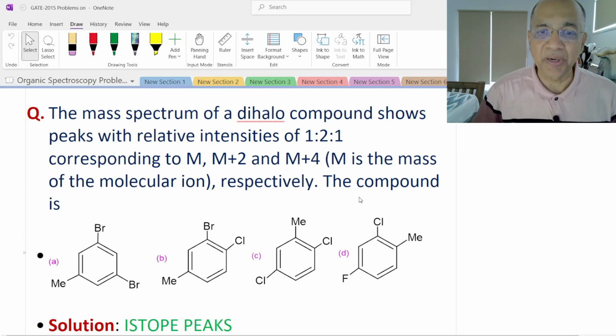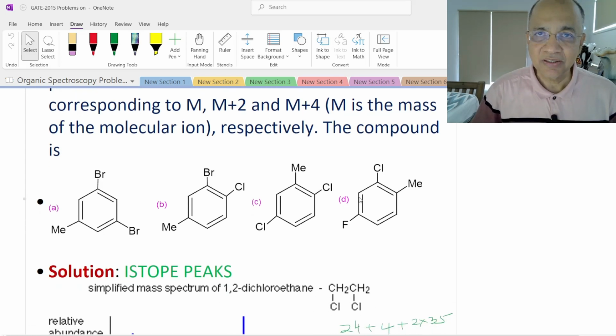Now just think for a moment before we discuss the answer. Do you have the answer? Those of you who are quite conversant with mass spectrometry can immediately tell the answer. It is nothing other than the dibromo compound.